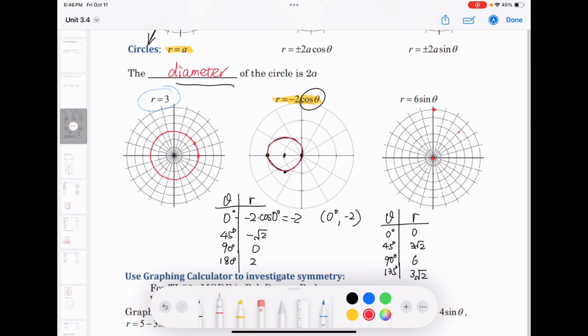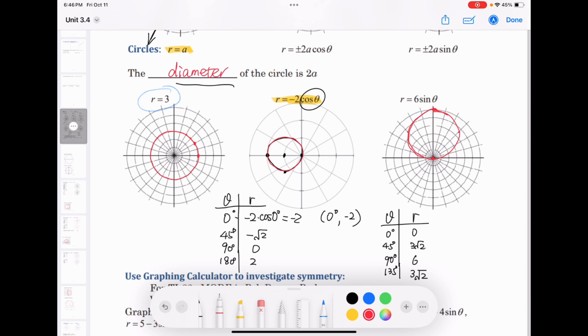Next point, 135 is, okay, some point here. So if I connect the points and plot more points to satisfy this, it is a circle.